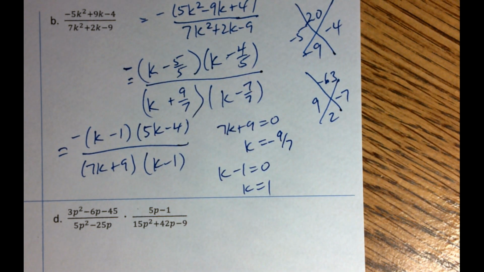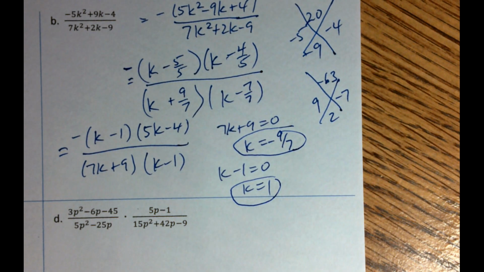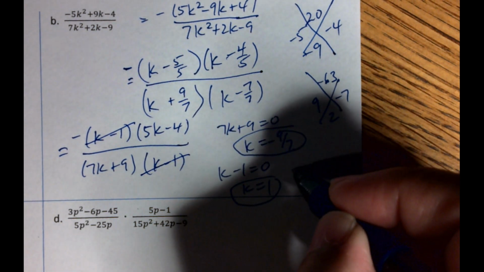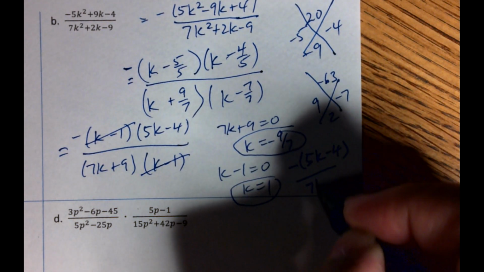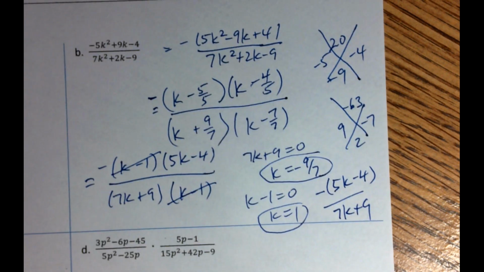Hopefully you can figure out how these are solved. These are only linear equations. Make sure you can do this. If you cannot solve these equations, make sure to get help. Otherwise, I'm going to assume you know how to solve a simple linear equation. So we have two excluded values: k equals -9/7 and k equals 1. All right, and then we're going to cancel these out. Now, the final answer is going to be -5k minus 4 over 7k plus 9. All right, that's it.